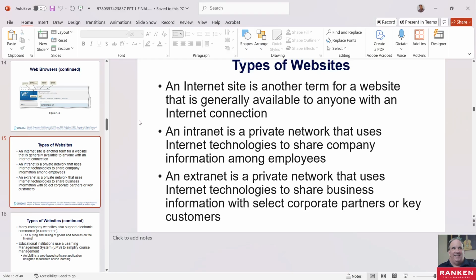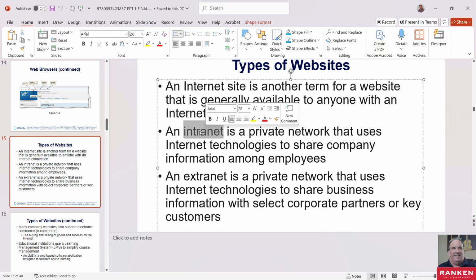Types of websites. An internet site is another term for a website that is generally available to anyone. It's basically public access. Then an intranet, spelled with an A. An intranet is a private network that uses internet technologies to share company information among employees. With an intranet-type setup, unless we belong to that organization, we cannot access it.